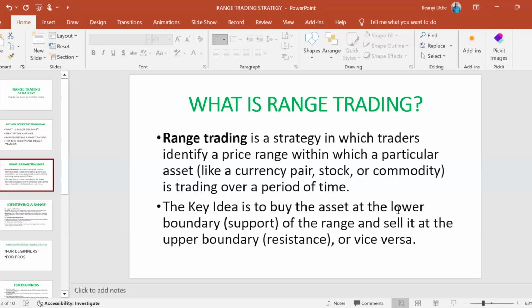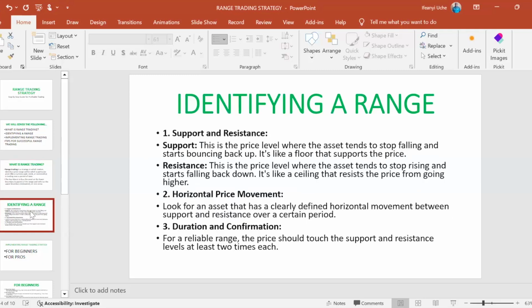And so that's why, as we progress in this, please pay attention to the guide here, right? So the key idea is to buy the asset at the lower boundary, that's the support of the range, and then sell it at the upper boundary, which is the resistance of the range. Okay, now, how do you identify a range?